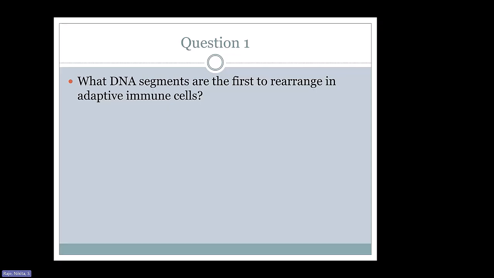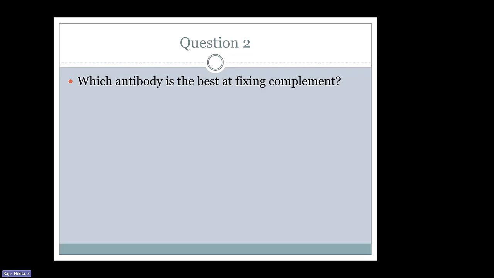We'll go through a few questions that we saw at the initial time of the presentation. So question 1, what DNA segments are the first to rearrange in adaptive immune cells? Anyone? The VDJ. So what comes first? DJ comes first. So DJ before VDJ. So disco jockey before video jockey. So DJ before VDJ. Which antibody is the best at fixing complement?